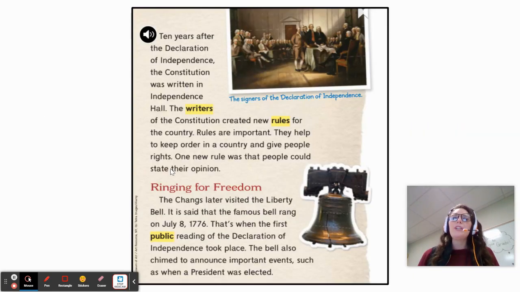Okay, we're going to go to the next page where we learn a little bit more about Independence Hall and the Declaration of Independence. And it was also the same place that the Constitution was written. Wow, what a really significant place in our country's history. I'm going to zoom in on the top half of this page so that we can reread it together and search for more cause and effect.